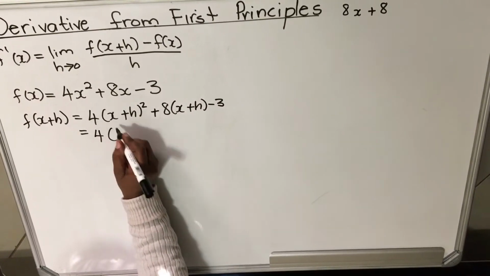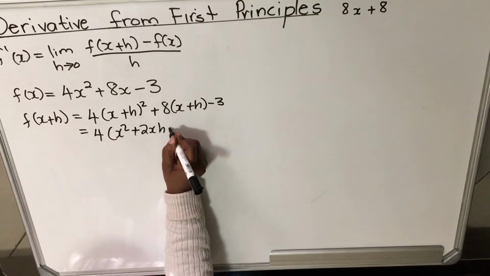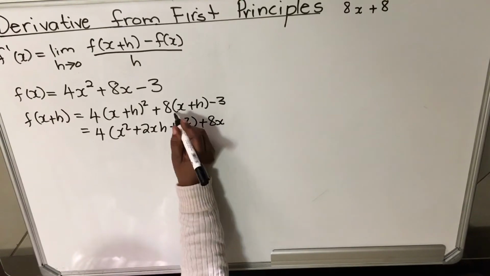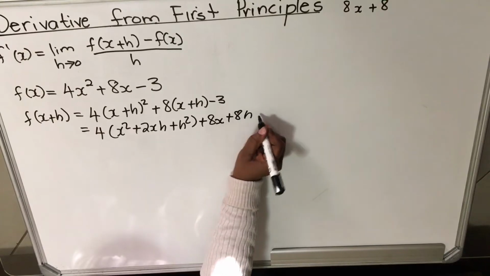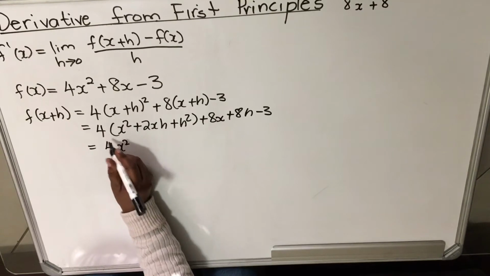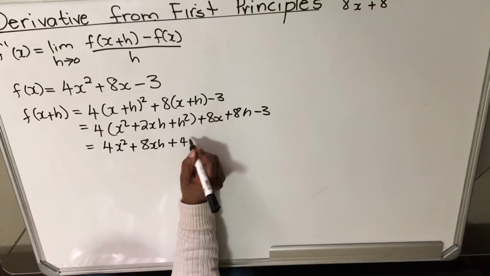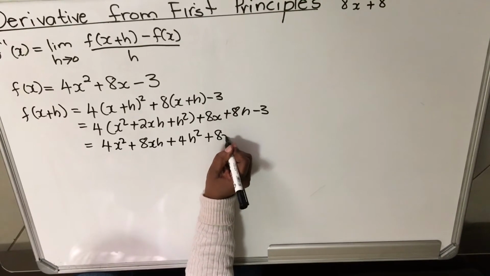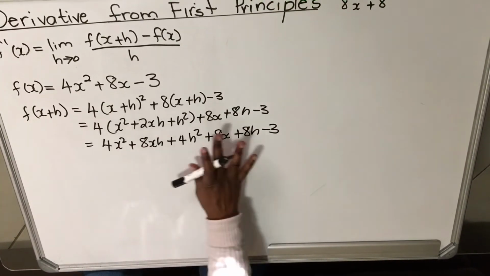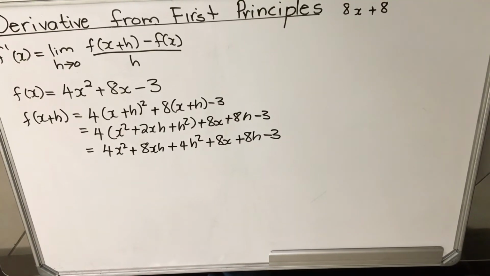Then it's 4, first times first, x squared, first times second times 2, 2xh, plus h squared, plus 8x plus 8h minus 3. Then you have 4x squared, 4 times 2 is 8xh, plus 4h squared, plus 8x plus 8h minus 3. Okay, when we have done this, we have done half of the job.